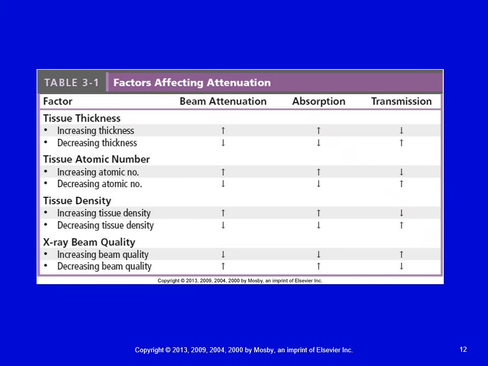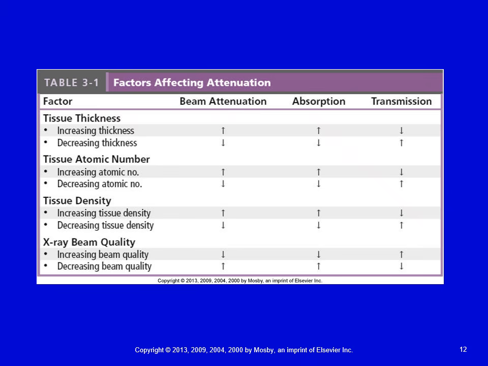So with the muscle tissue, because it's so dense, it will attenuate and absorb more of your X-ray beam. And if it is attenuating and absorbing more of your X-ray beam, that means it is letting less of that X-ray beam out. So less of the X-ray photons will be transmitted to interact with your image receptor.